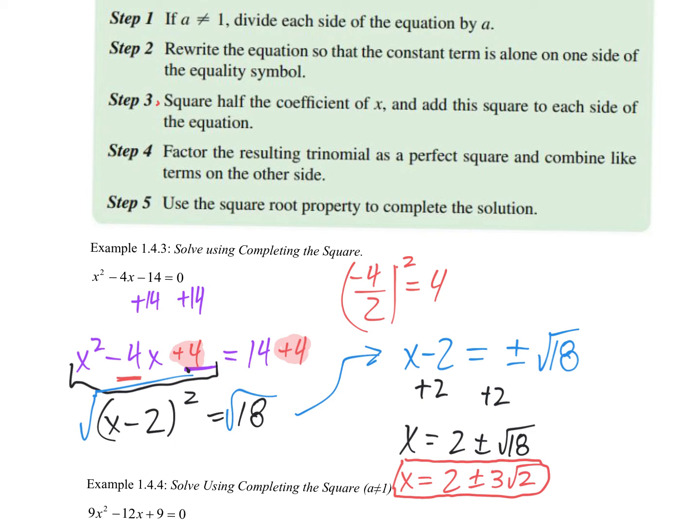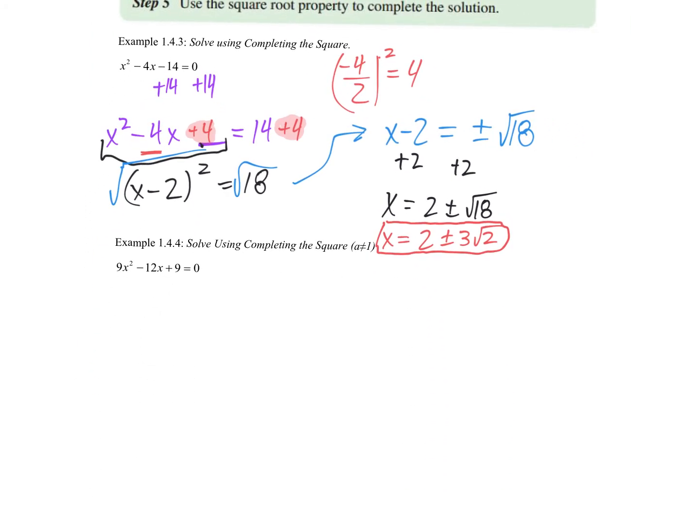Now, the next example is actually very similar. It's just there's an a value. I have a 9 in the front here. So we just lead out by dividing everything by 9. Let's divide both sides by 9, and then we'll continue to solve this the same way.